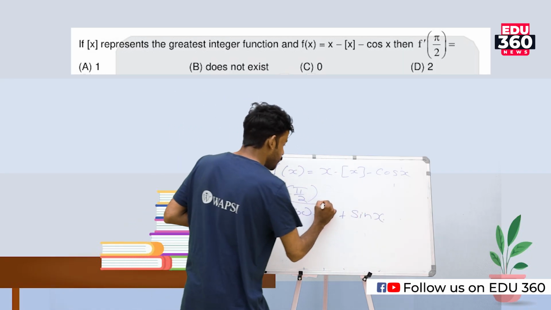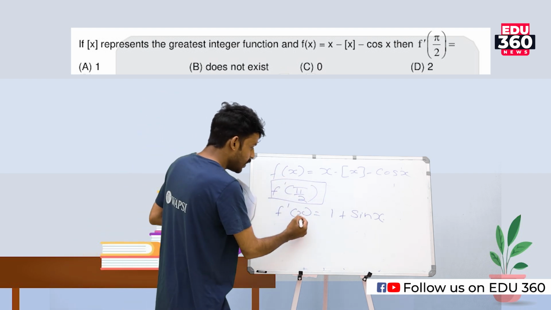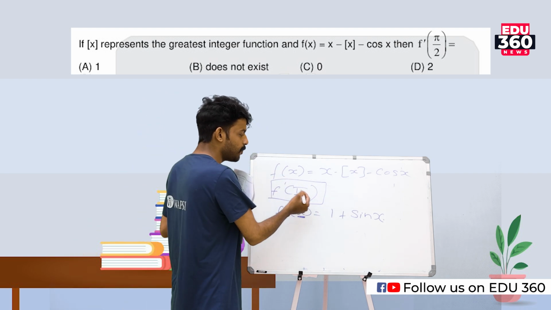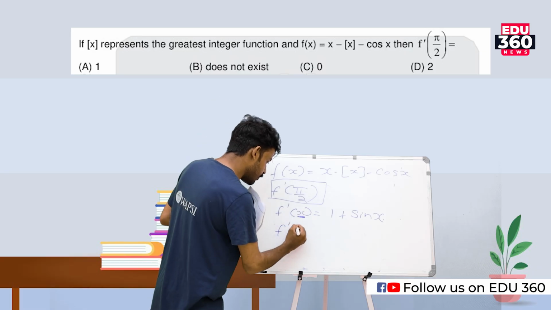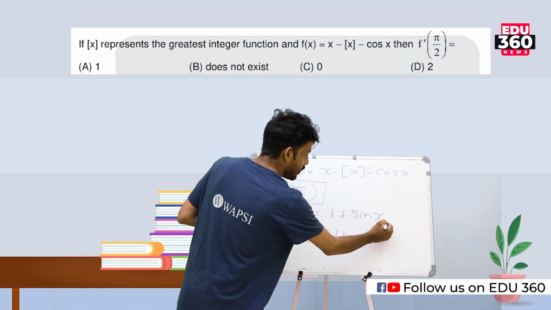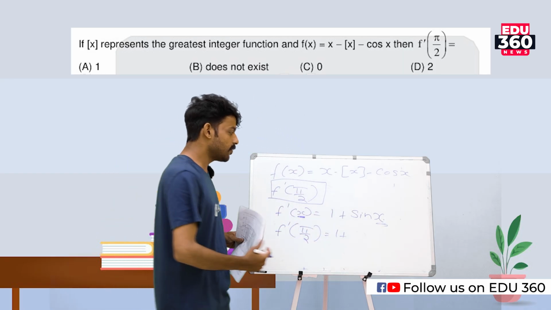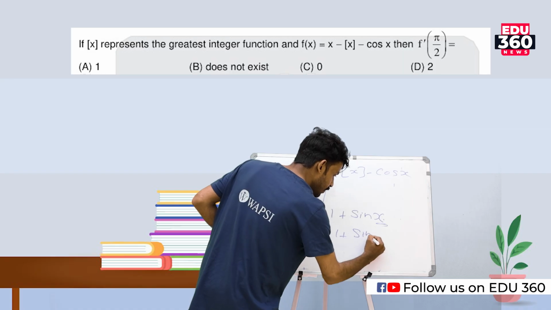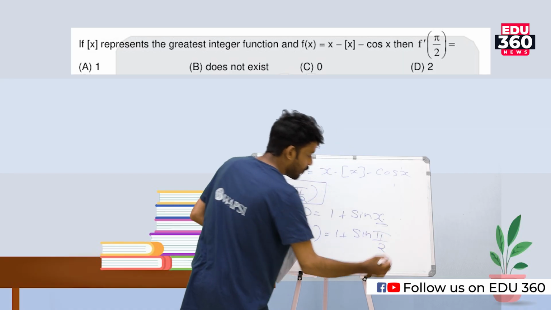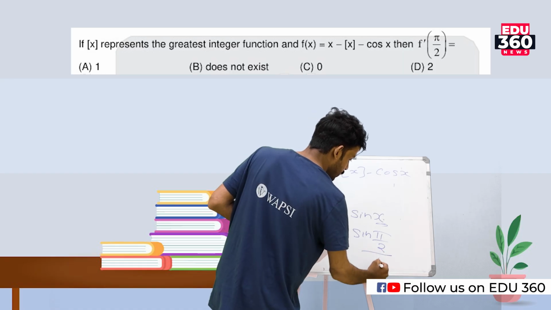So in the question we need to find f dash of pi by 2. In the place of x we can substitute pi by 2. So f dash of pi by 2 is equal to 1 plus sine pi by 2. What is the value of sine pi by 2? We know that the value of sine pi by 2 is 1.